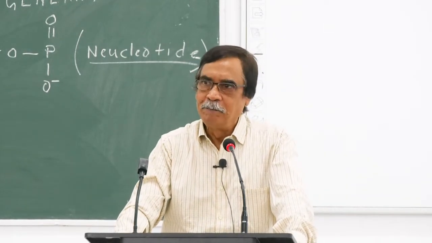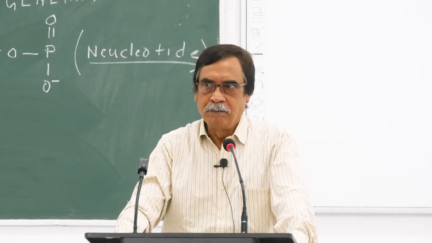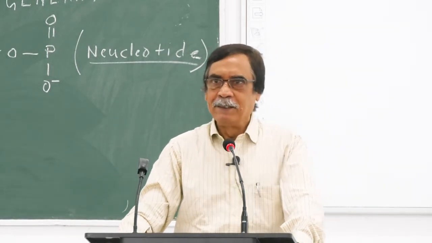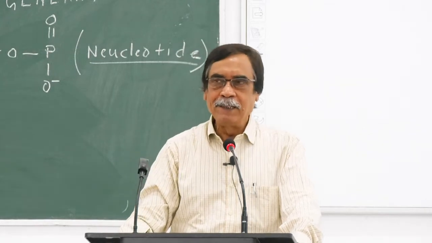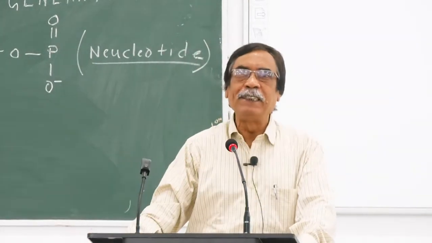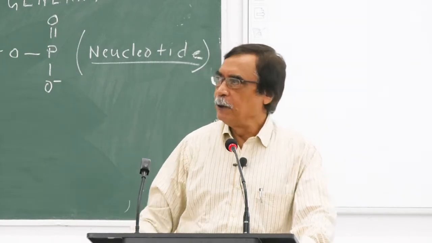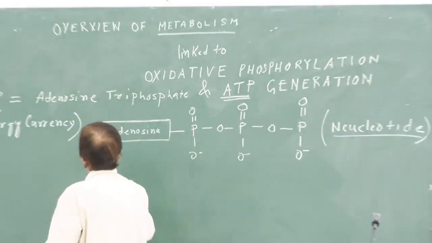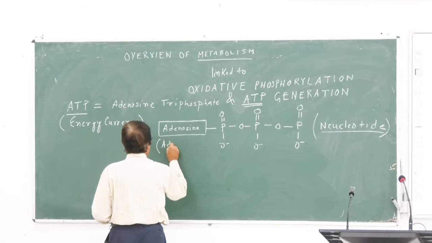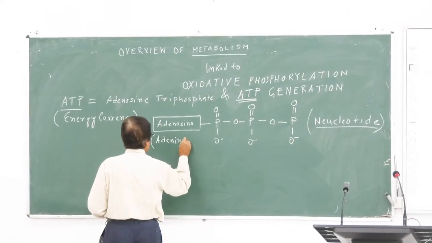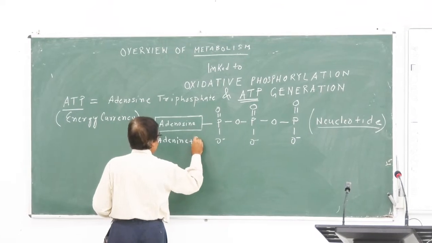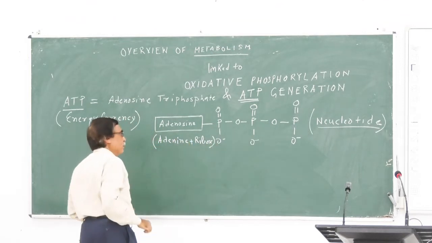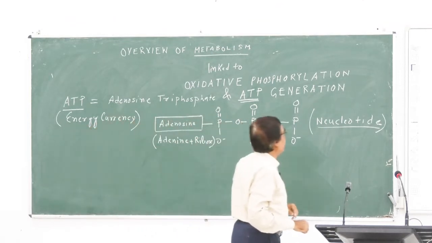You know the nucleotide. Already nucleotide has been taught. It is composed of nitrogenous base, sugar and phosphate. Adenosine is a nucleoside. Nucleoside is composed of the base and sugar. Here the base is adenine. The sugar is ribose, a pentose sugar. And it is connected to triple phosphate.